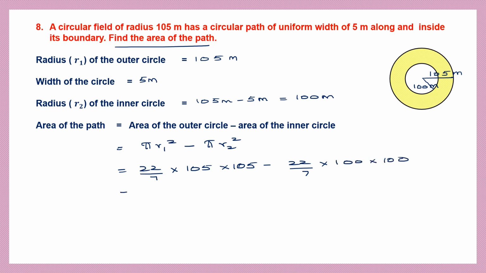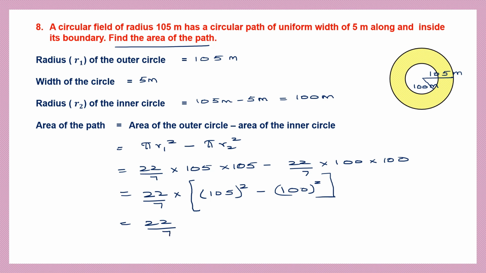So again 22 by 7 is common to both sides. As you can see, we have 22 by 7 here, we have a minus sign and again 22 by 7. So we can take that out. So 22 by 7 into, now put this within brackets, 105 square minus 100 square. So now we have to simplify this.